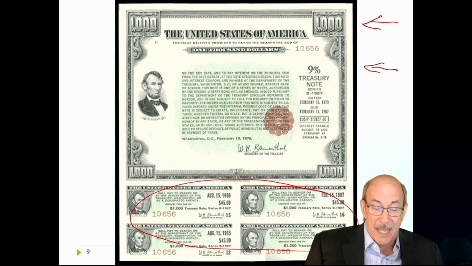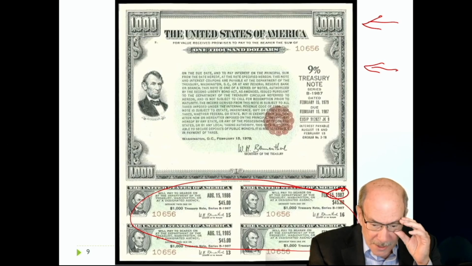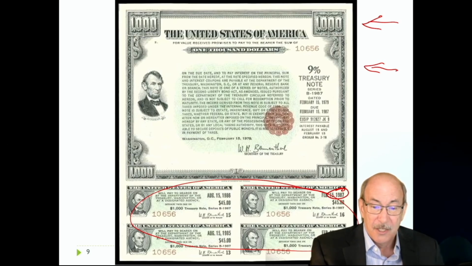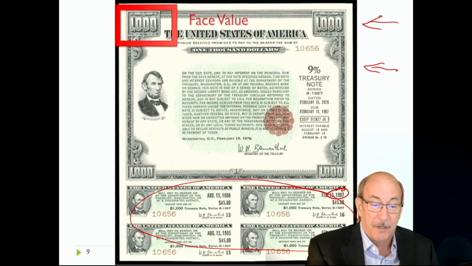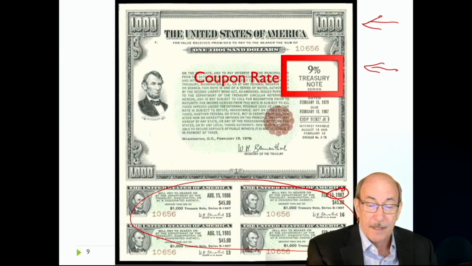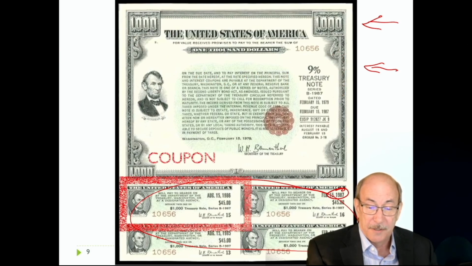But these bearer bonds had a place, and you'll notice that this one looks like 1987, 1988. So there are still a few of them around. What else about these things? Well, here's our face value. Here's our coupon rate. Here is our coupon.